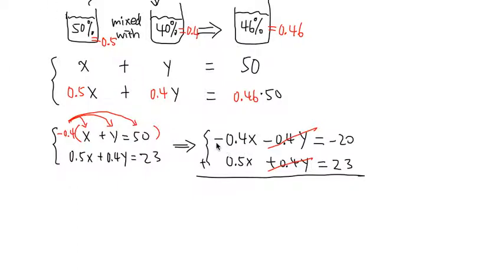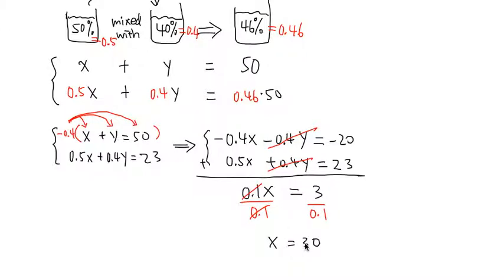So for this part, negative 0.4x plus 0.5x, it's going to be positive 0.1x. That's equal to negative 20 plus 23, so it will be 3. And now to get rid of the 0.1, I just have to divide both sides by 0.1, the number in front of the x. So I can get rid of this. And x will be 3 divided by 0.1, which will be 30. So x will be 30.